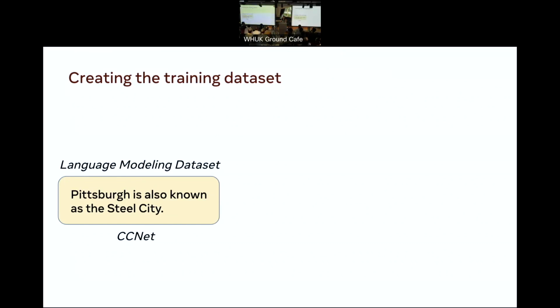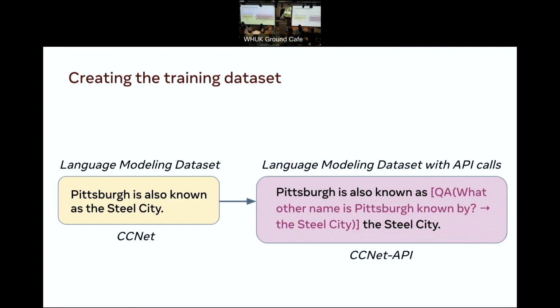Okay, so this is our starting point. And now the question is, how do we get to this right side where we have a language modeling dataset with embedded API calls? An example for this Pittsburgh statement that I just said: you could envision an API call to the QA system that says, what other name is Pittsburgh known by? Because that's exactly the kind of question and result that would help you in predicting the continuation of that statement, which is the Steel City. And so this new dataset that has these useful API calls is what I'm going to refer to as CCNet API.